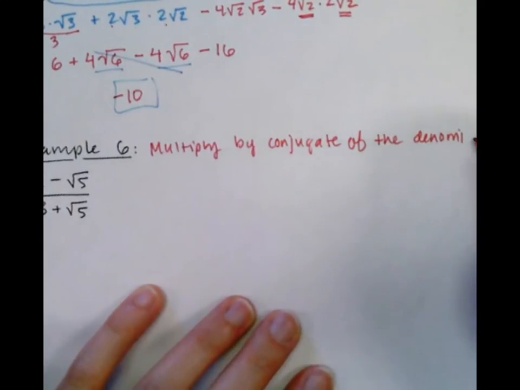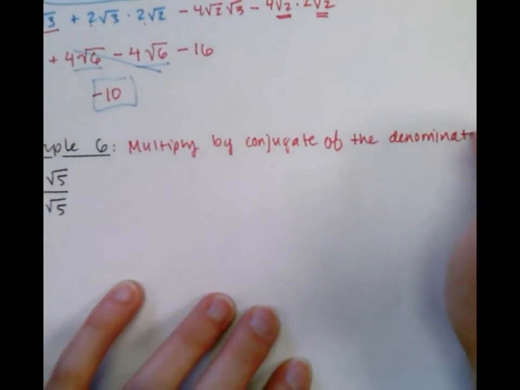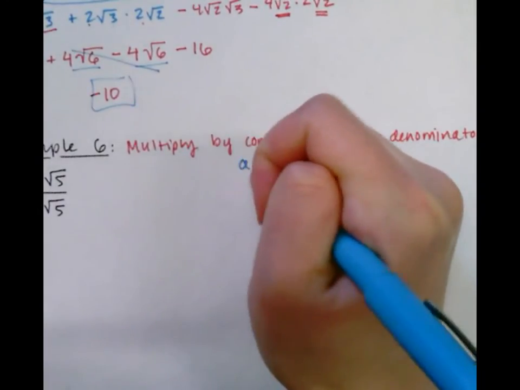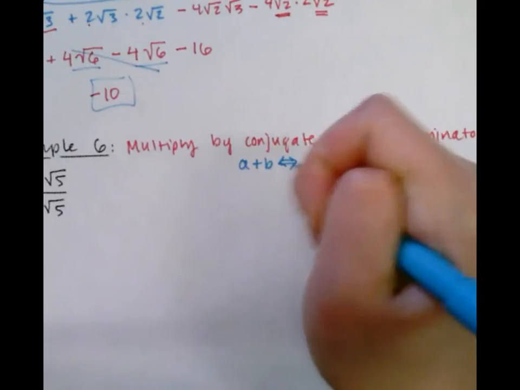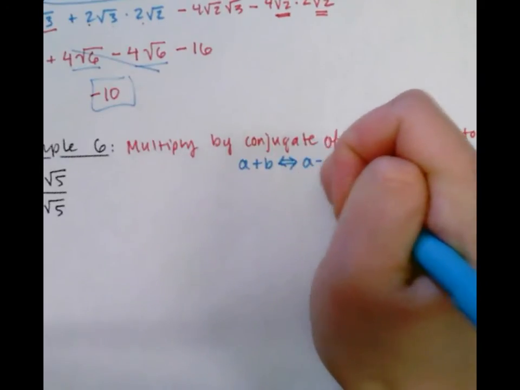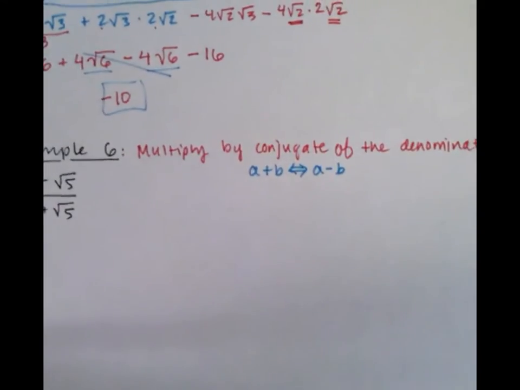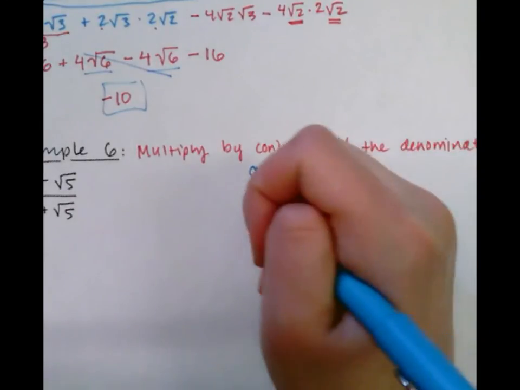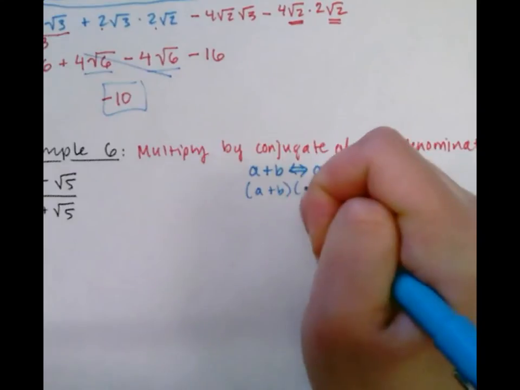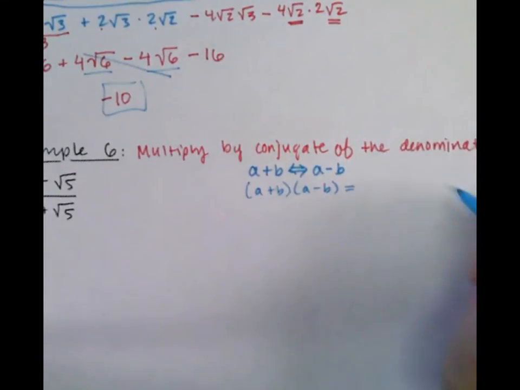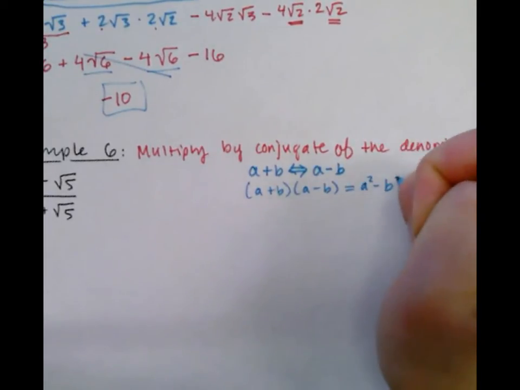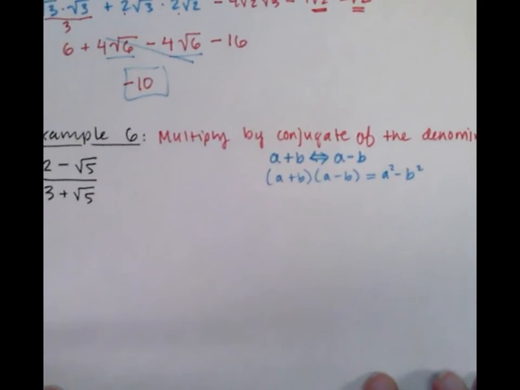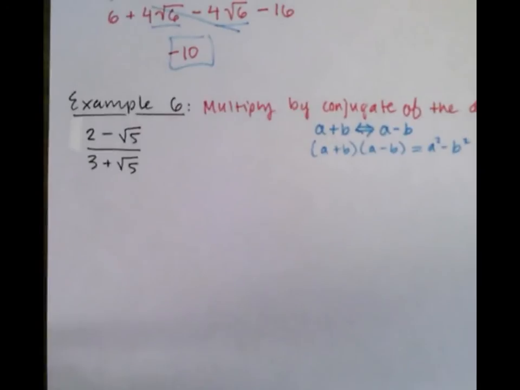Do you remember what a conjugate is? If you have a plus b, then the conjugate would be just switching out the plus sign for a minus sign. The reason this is special is because we use this to our advantage: a plus b times a minus b is the difference of 2 squares, a squared minus b squared. So this allows us to cancel out the square roots. Let's see how it works in action.